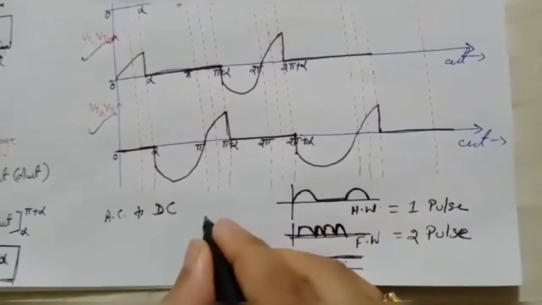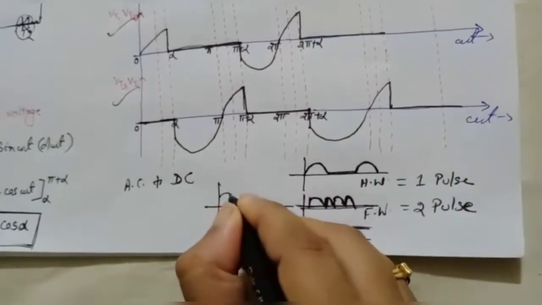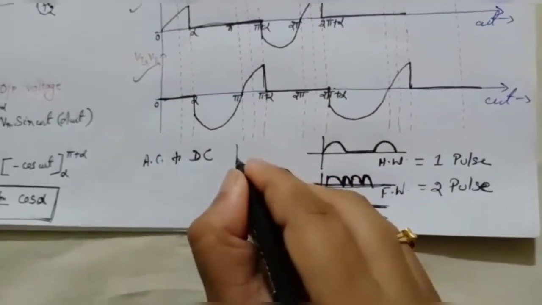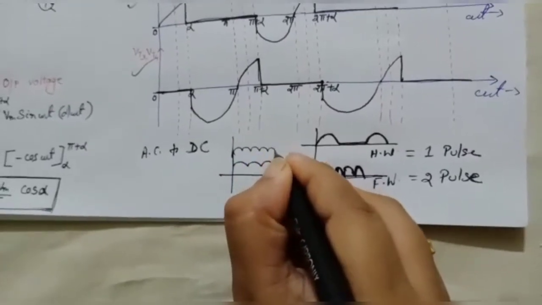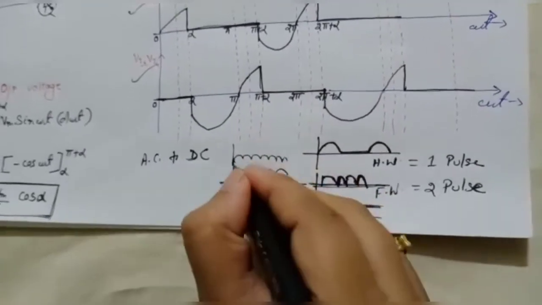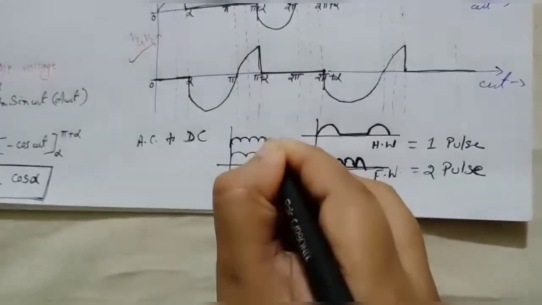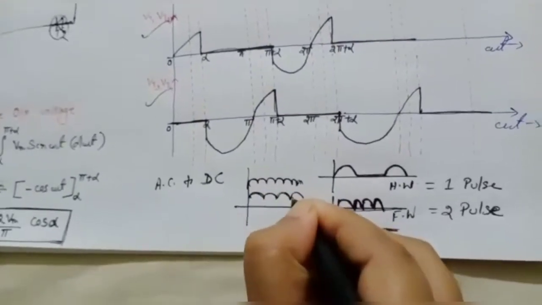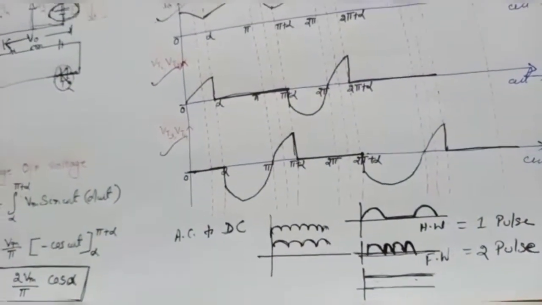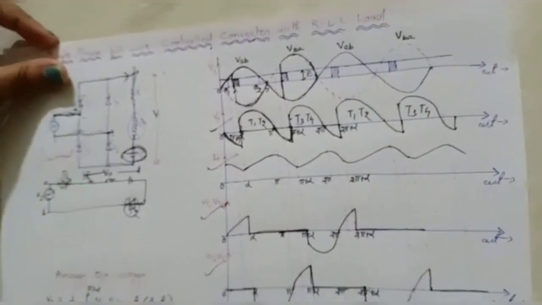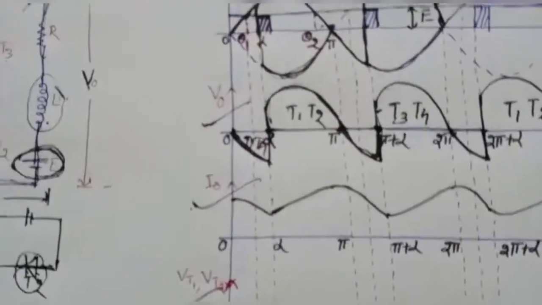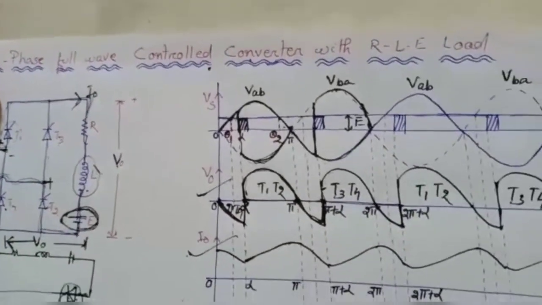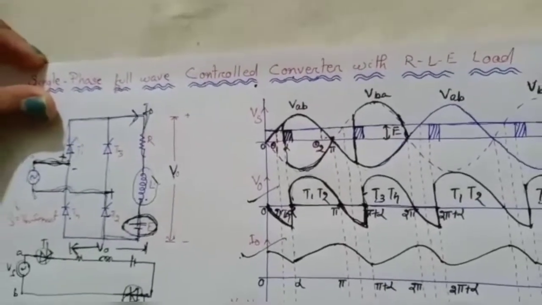So if the output voltage will be like this, it is now more DC. And if the output voltage will be like this, it will come towards even more DC. Our aim is to convert AC into pure DC. So we have to increase the number of pulses. If we increase the number of pulses, then we will get more DC output voltage. That's why we will go for three-phase converter circuits. That will be in the next video. In the next lesson, we will discuss three-phase converter.